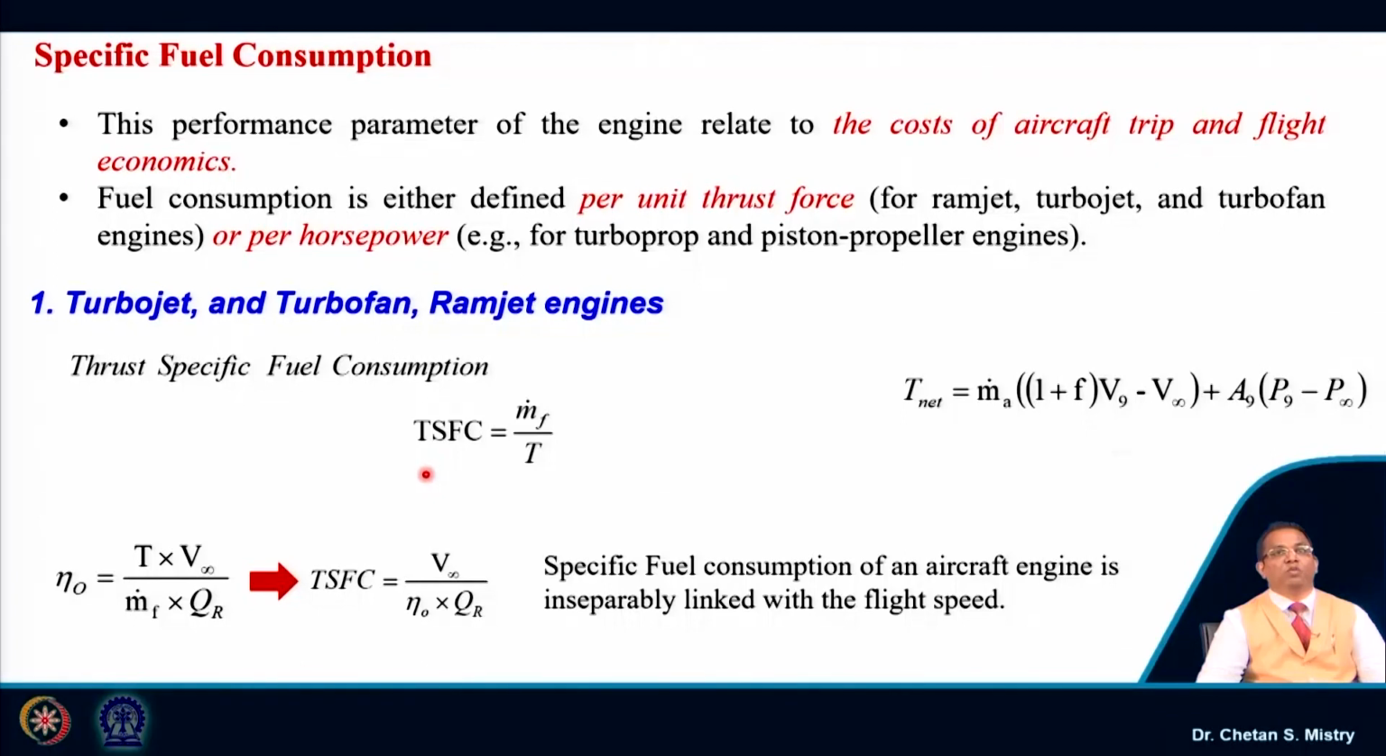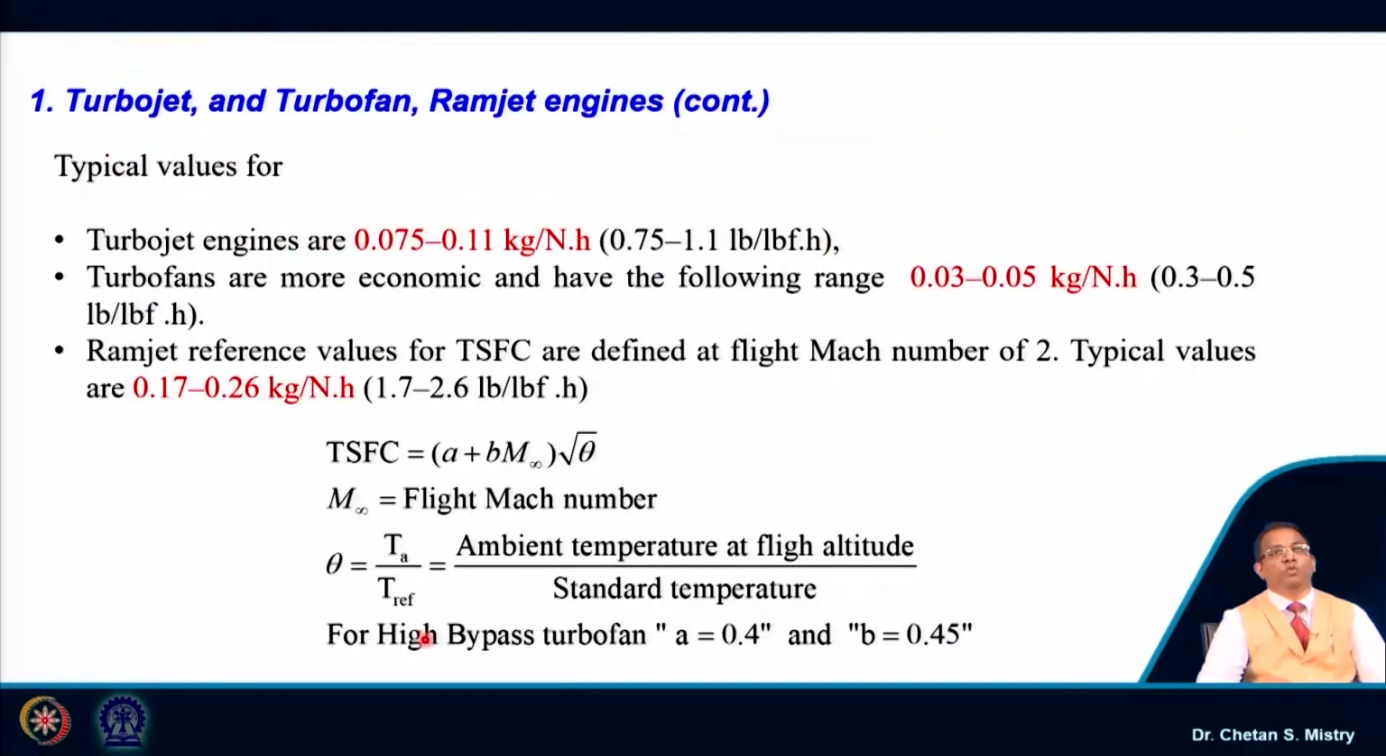If we try to correlate that, we know the overall efficiency is given by T into V divided by m dot f into the calorific value. Putting this in terms of thrust specific fuel consumption, it is a function of V infinity divided by overall efficiency. So the specific fuel consumption of the aircraft is inseparably linked with the flight speed. Now let us analyze how we use this data.